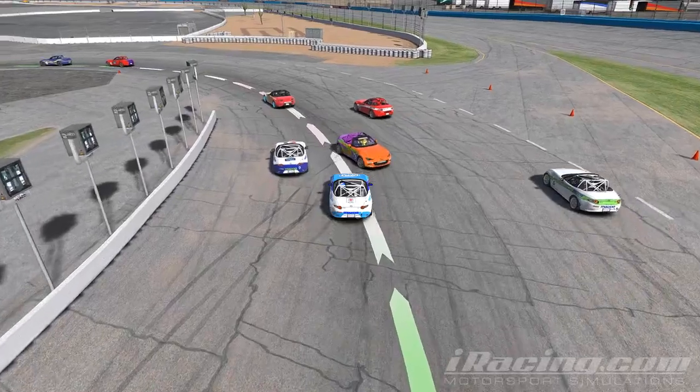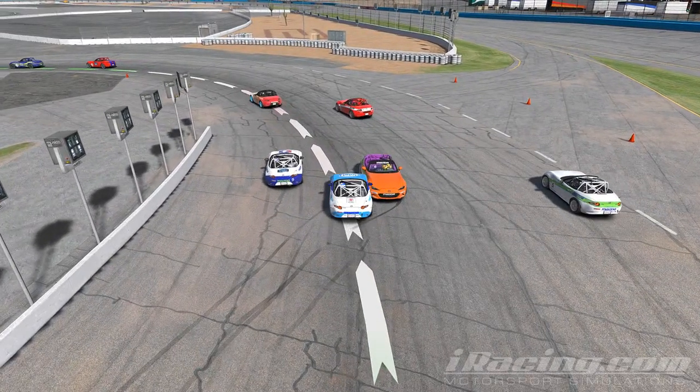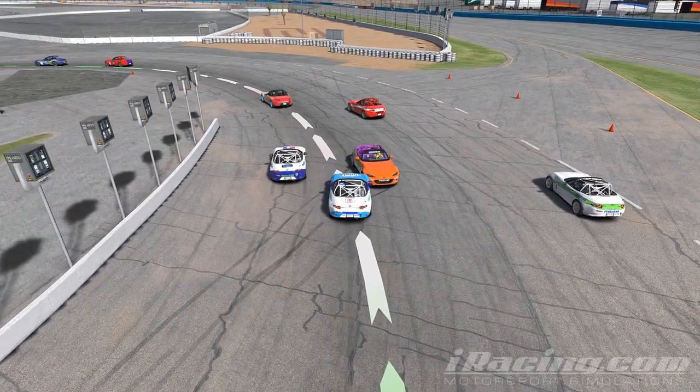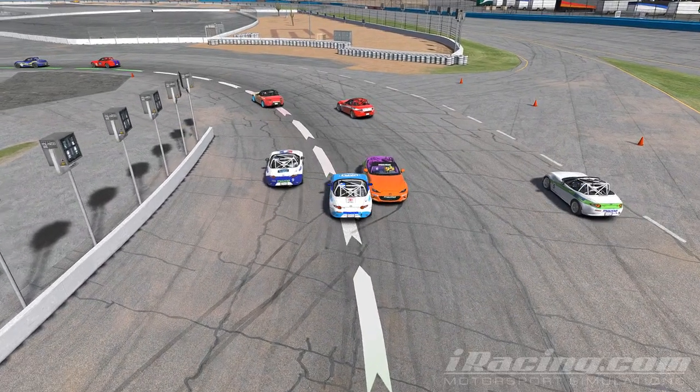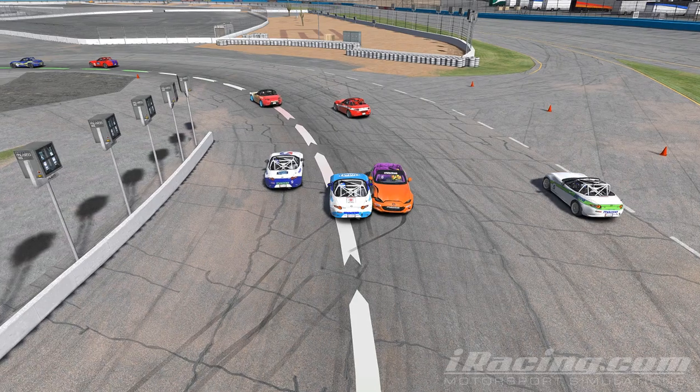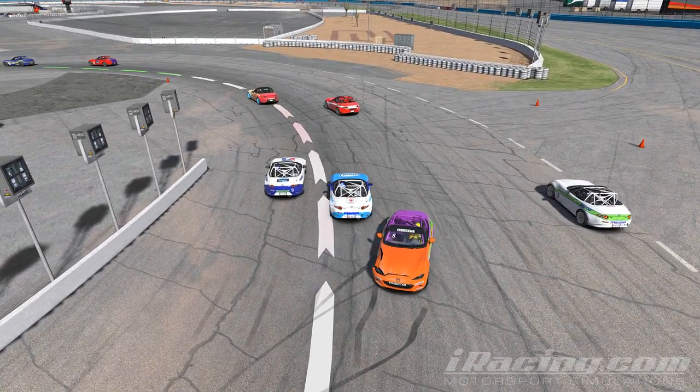So as this driver continues forward and makes contact with that car, you can see the damage showing up on the orange car here, indicating contact. So responsibility would be awarded to the blue and white car for this contact. So the orange car would not have gotten any incident points in this case, and 3 other cars would have ended up with responsibility awards.